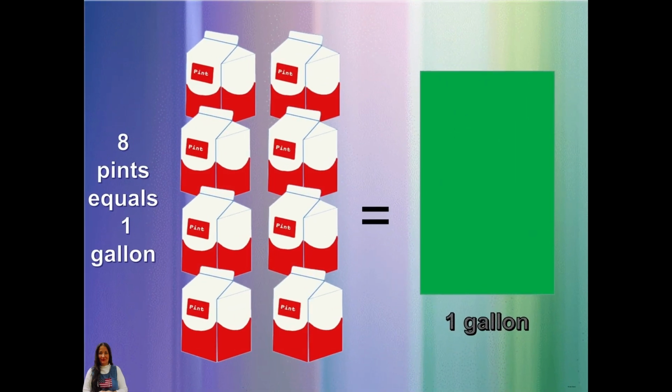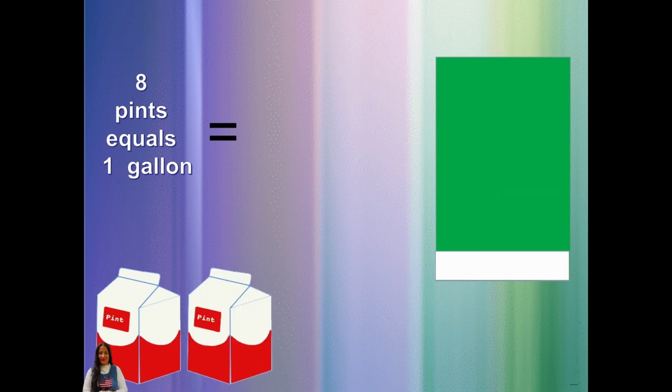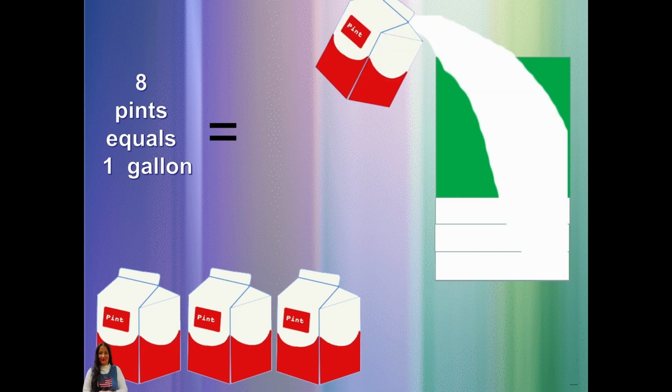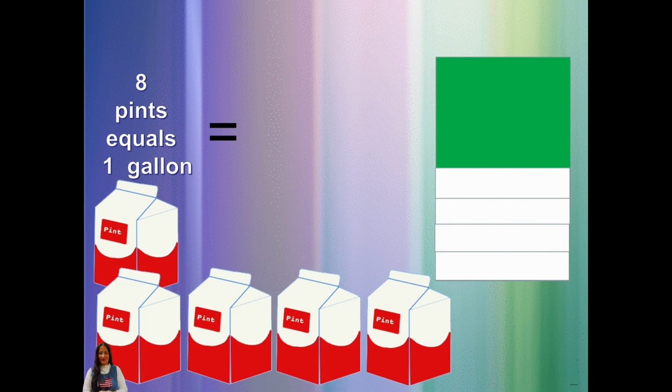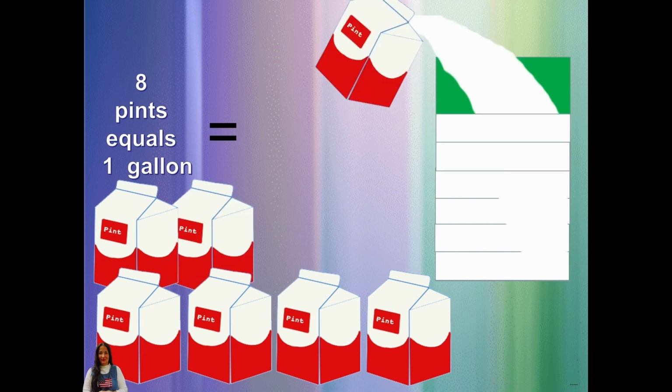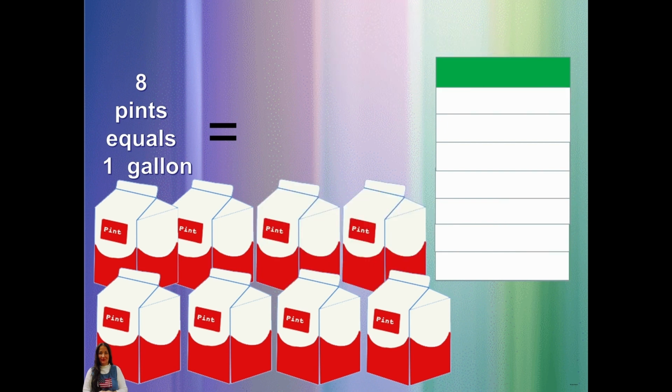8 pints equals 1 gallon. We're pouring so we can show you 1 gallon in our gallon man. The green is equal to a gallon. Eight pints equals 1 gallon.